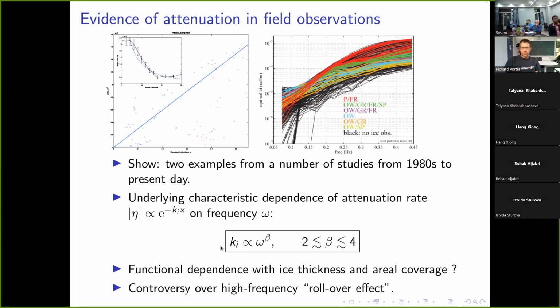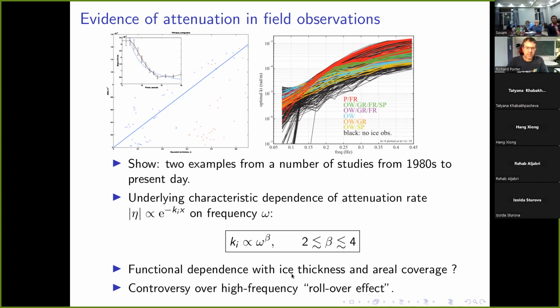Okay, so this is one feature of the observations, which is that the attenuation rate appears to depend upon frequency. The attenuation rate also appears to depend upon other things as well, such as ice thickness, and also the aerial coverage of the ice. So whether or not the ice is packed closely together or more dispersed. And I think these are harder things to try and work out experimentally, although there is some recent experimental evidence.